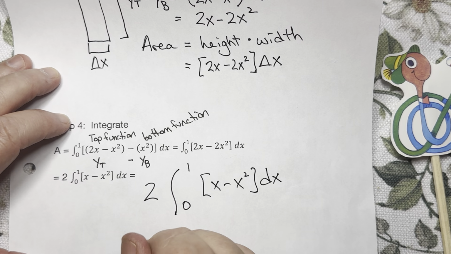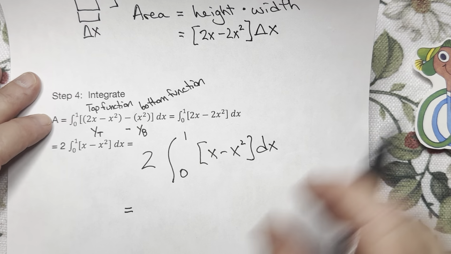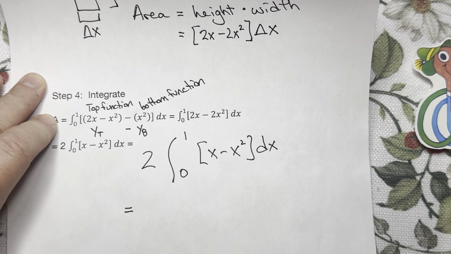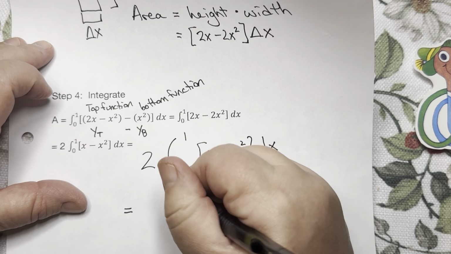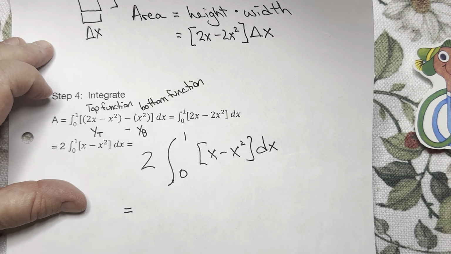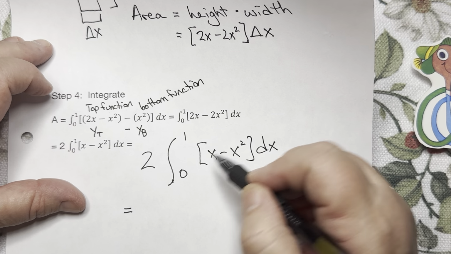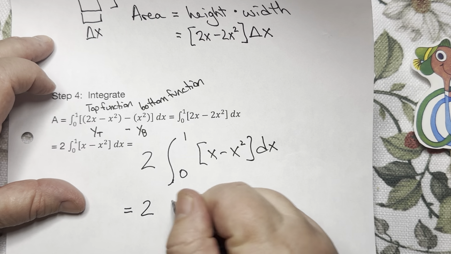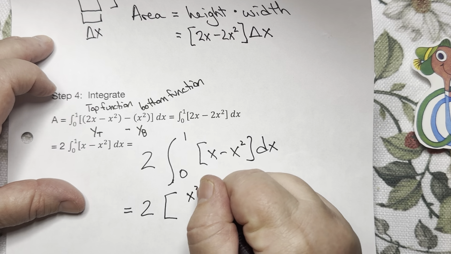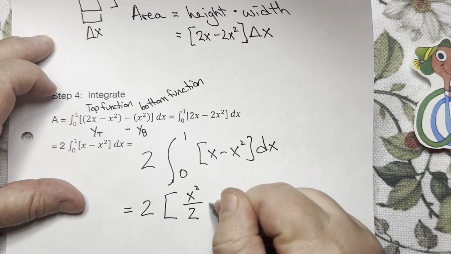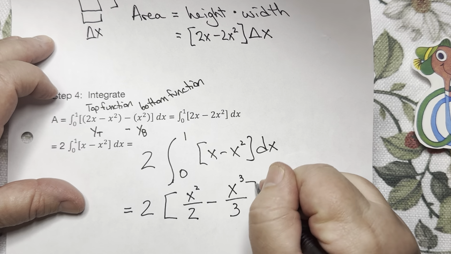Now the next thing you have to remember, and if it's been a whole break since you last did calculus, you have to remember how to integrate. Oh, that is a terrible integral sign. Sorry about that. So remember the power rule. You add 1 to the exponent and divide by the results. So there's my 2. My x to the first becomes x squared over 2. And my x squared becomes x cubed over 3.